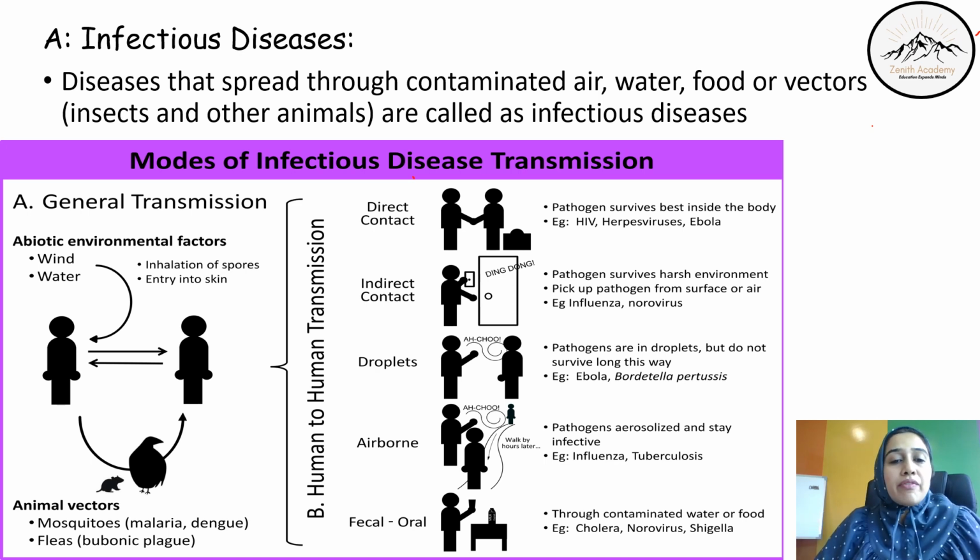Now there are two modes of transmission: general transmission, which might occur through air, water and animals, and human to human transmission, which means one infected human touches another human, or water droplets, cough droplets, or the contaminated breath is taken in by the other healthy person.